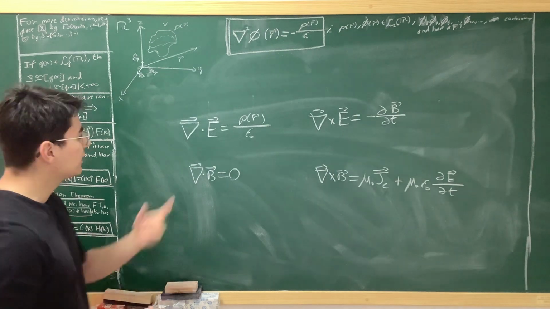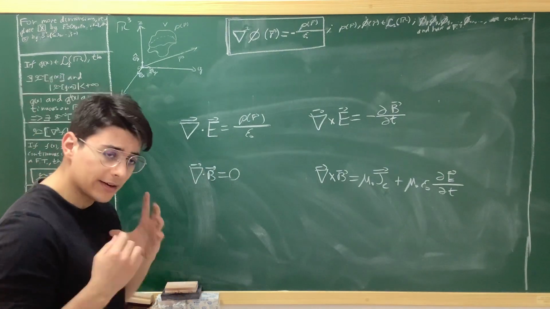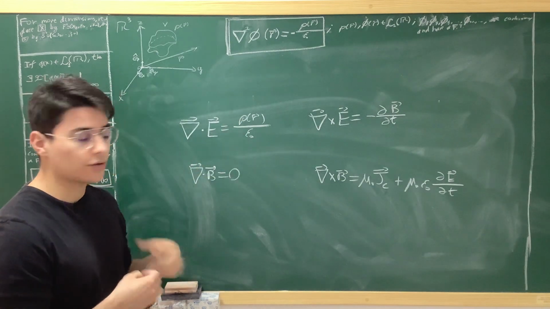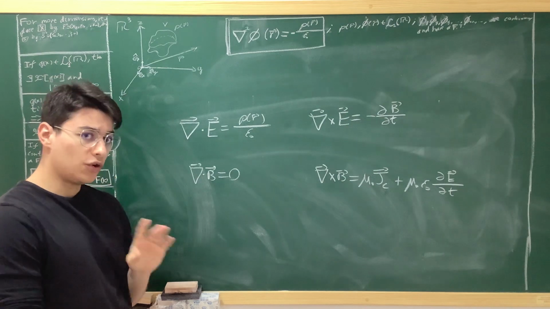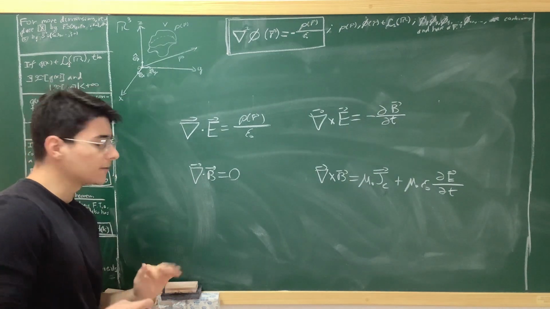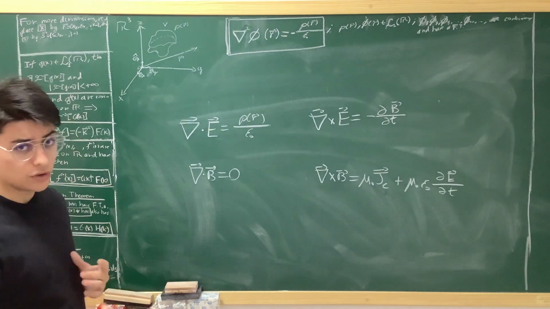And just real quick, this tells us that the electric field has scalar sources, which are given by charges or charge densities, and that the magnetic field has no scalar sources, that is, that there are no magnetic monopoles, at least that we know of.